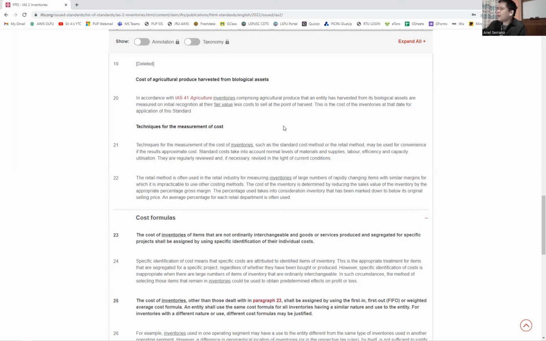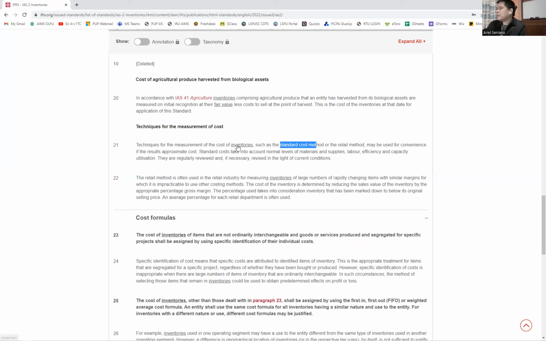Now, what are these techniques for the measurement of cost? In inventories, you will encounter these, especially the second one, the retail method, and we will have the corresponding computation eventually. We have the retail inventory method. Actually, in inventory measurement, we also apply the standard cost. Especially in cost accounting, normally the discussion is on standard costing, comparing it to normal costing and comparing it to actual costing.